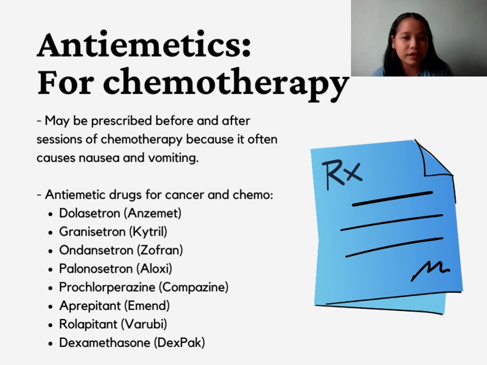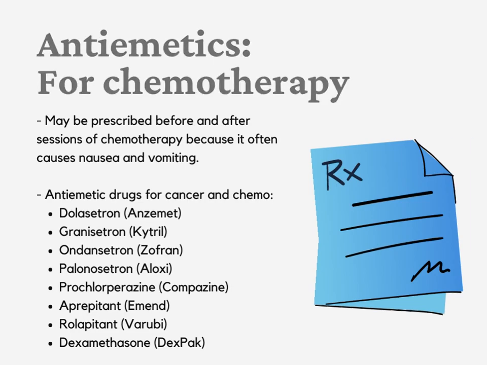Antiemetic drugs used for chemotherapy include serotonin receptor blockers such as dolasetron, palonosetron, and again, granisetron and ondansetron. We also have dopamine receptor blockers such as prochlorperazine, once again, NK1 receptor blockers such as aprepitant and rolapitant, and lastly, corticosteroids such as dexamethasone, once again.